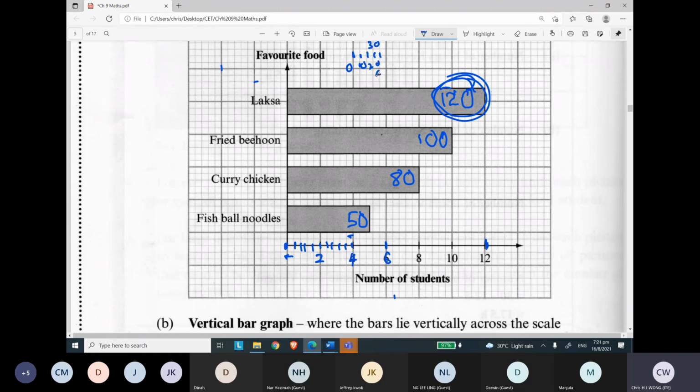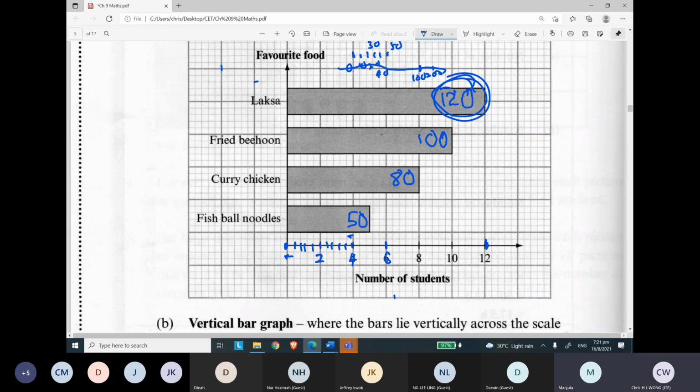This one 30. This one 40. This one 50. This is no good. And by the time you reach here, this is 100. Then 120. This is no good. You know why this is good? This is too small. One small square you represent 10. This is no good, isn't it? So you try to make your graph proportional so that people can see.